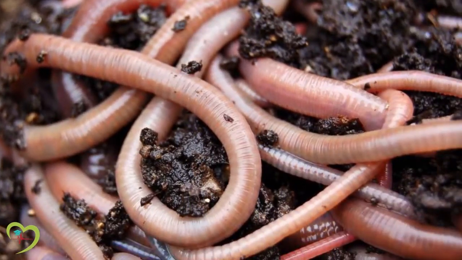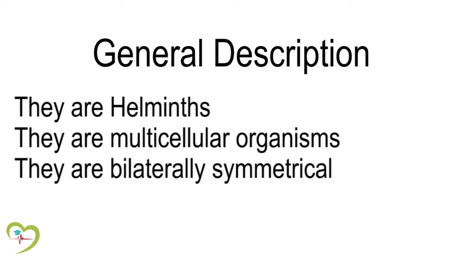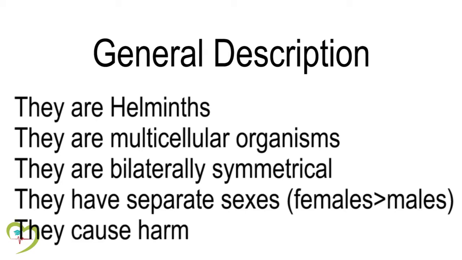To start off, a quick general description. These worms belong to a class of organisms known as helminths. They are multicellular organisms, they are bilaterally symmetrical, they have separate sexes, the females being generally larger than the males, and they most definitely cause harm.